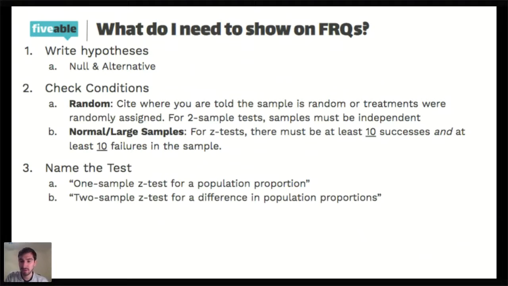Your calculators have shorthand versions of these. Please don't write 1 prop z-test when you're doing this. Write out 1 sample z-test for a population proportion. Really do write the whole thing.